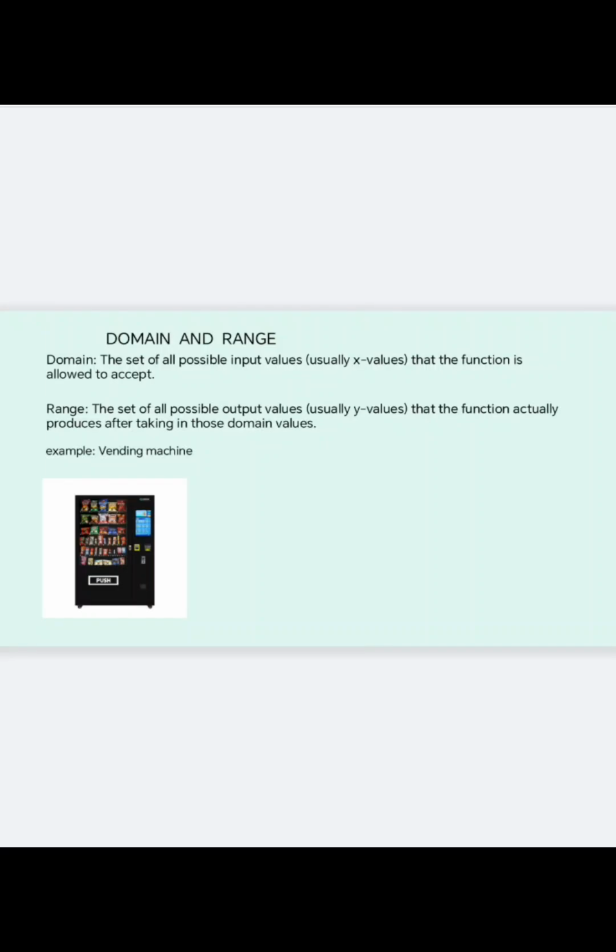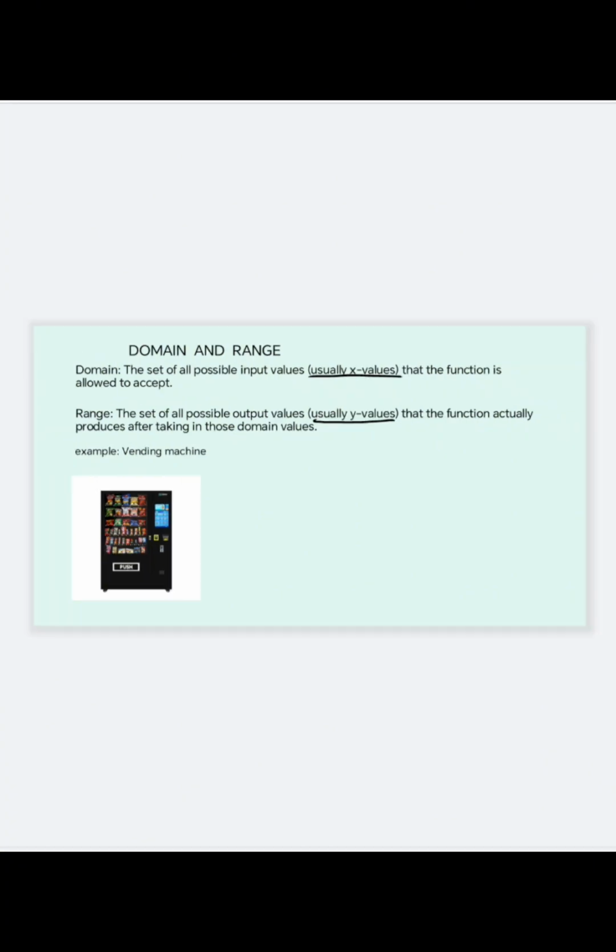Okay, let's talk about domain and range. When we are talking about the domain, we are talking about the set of all possible input values, which are the x values that the function is allowed to accept. The range is the set of all output values that the function actually produces after taking in those domain values.